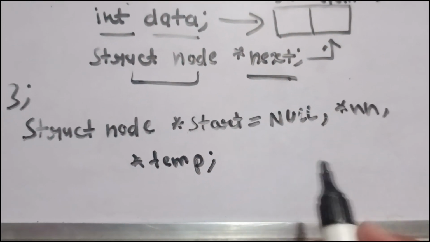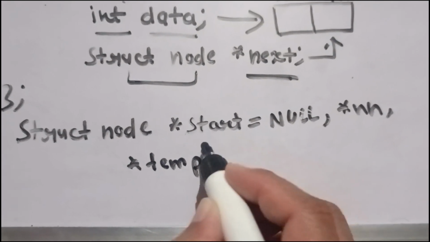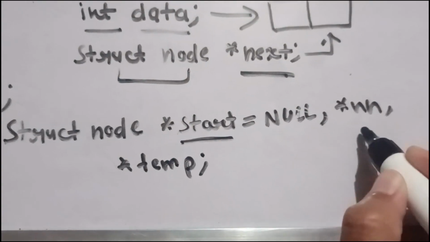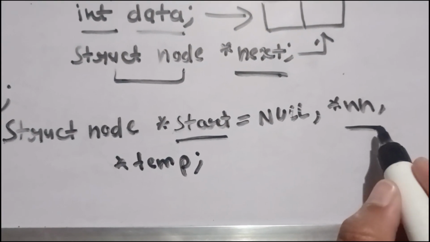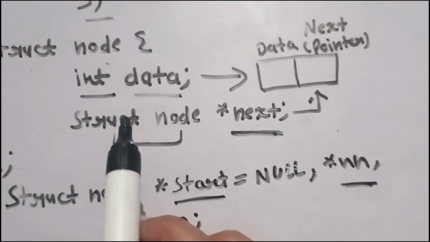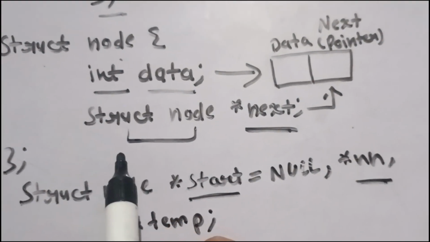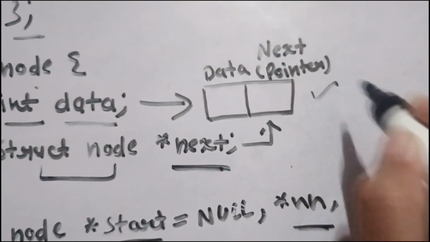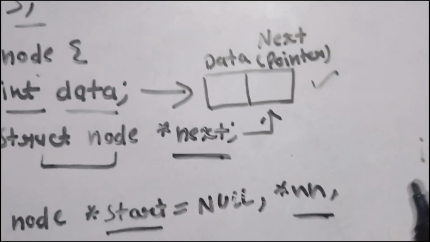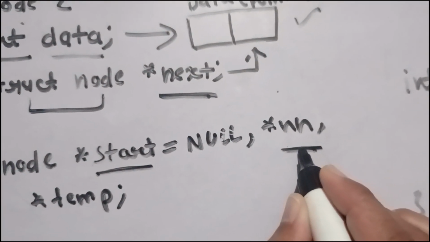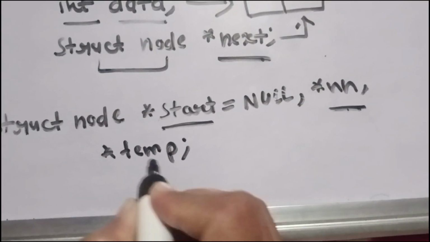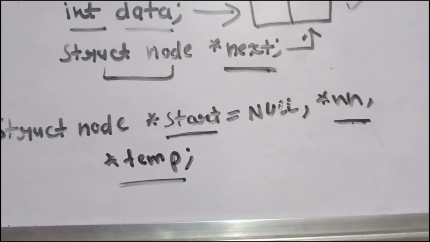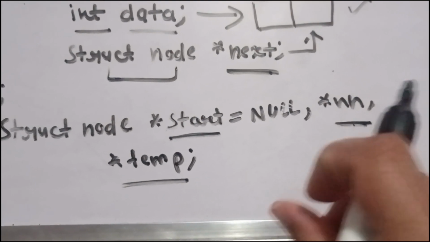Okay, after that I create another pointer, start, which is going to store the address of the first node. nn is the name of the node. Like we create a structure here, so the blueprint is created. This is a blueprint, and the name of this node is nn. Also I am using here temp. Temp is also a pointer which will help to display the data or traverse the data.